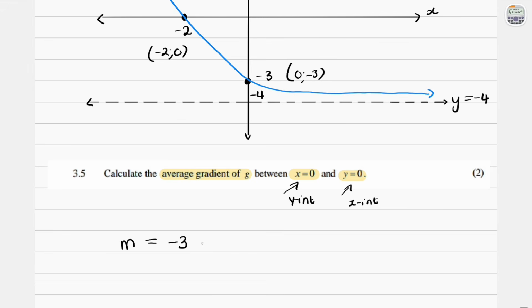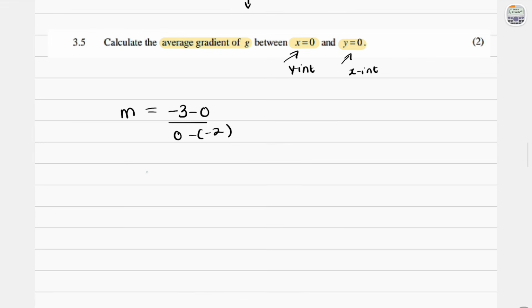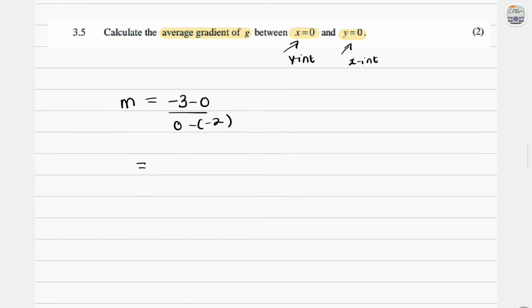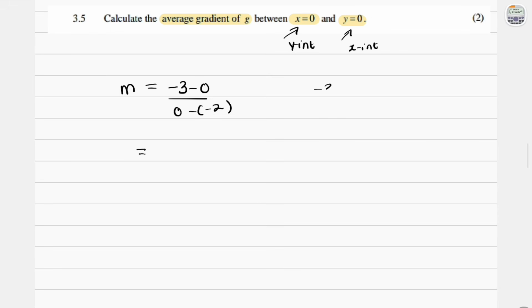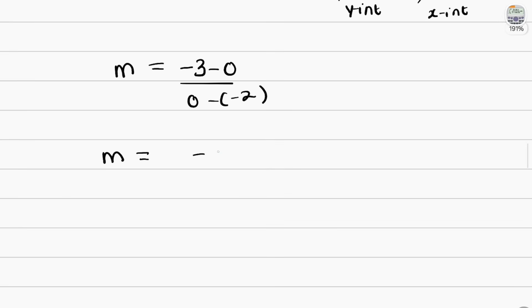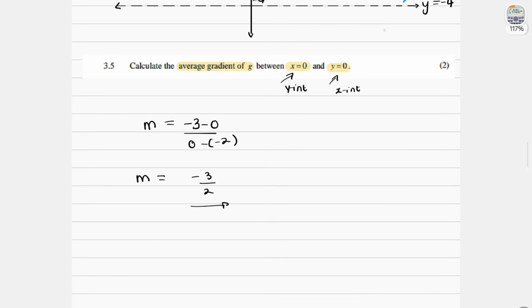It's just going to be negative 3 minus 0 over x2 minus x1, which is 0 minus negative 2. Be consistent. If you say this minus that, you need to say this minus that as well. So this is our point 2 and point 1. The other way around would also work. So it's just going to be negative 3 over, and that becomes positive 2. So that is the gradient. The average gradient between those 2 points is negative 3 over 2. And that's our answer. Moving on to the next question.